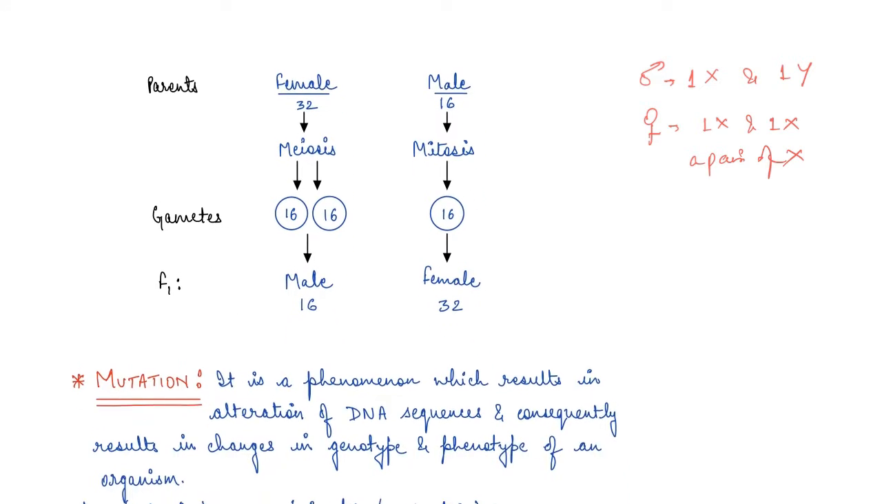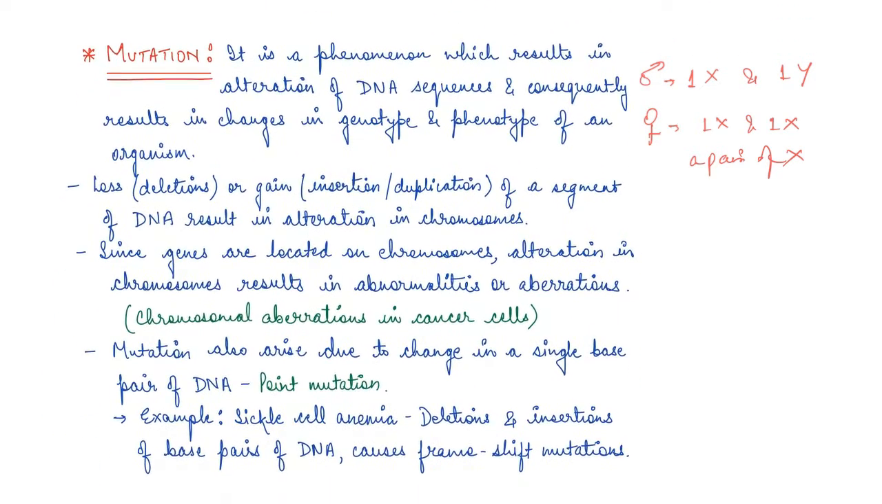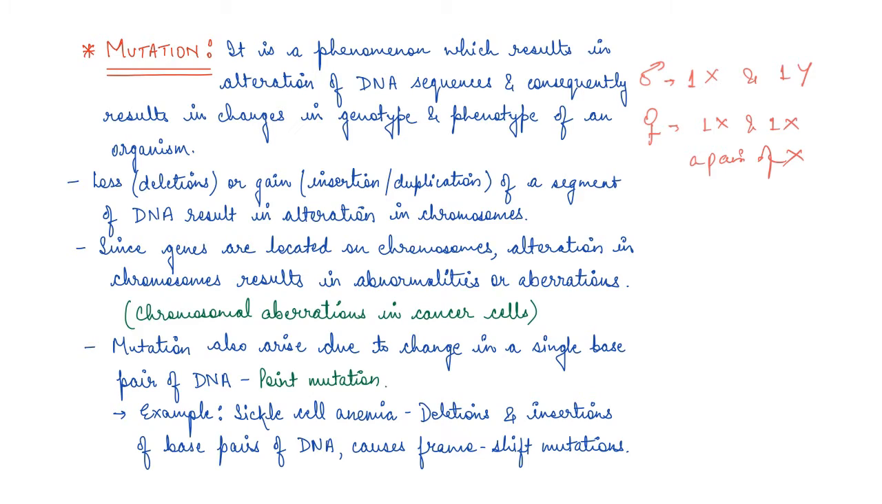Mutation is basically a random phenomenon, right? It results in changes in genotype, and that results in changes in phenotype as well. It is a phenomenon which alters the DNA sequence, that ultimately results in changes in genotype as well as phenotype of an organism, right? So mutation can result in loss, that is deletions, or gain, that is insertion or duplication of a segment of DNA.